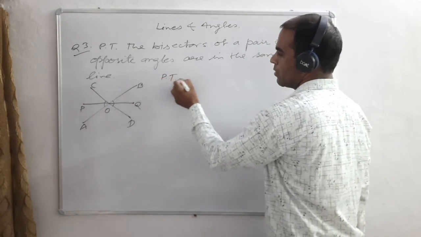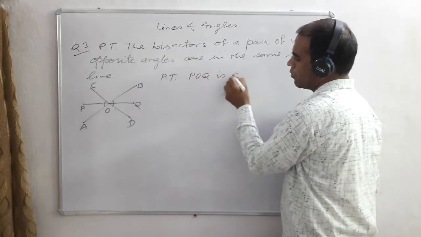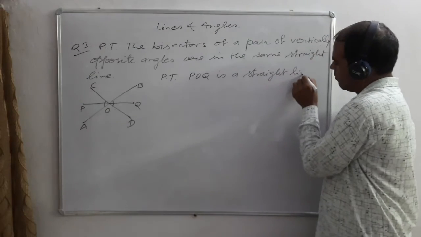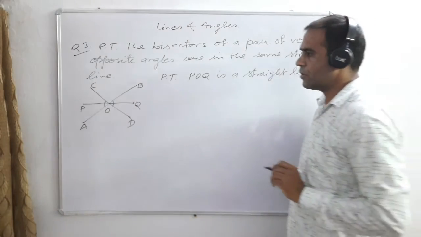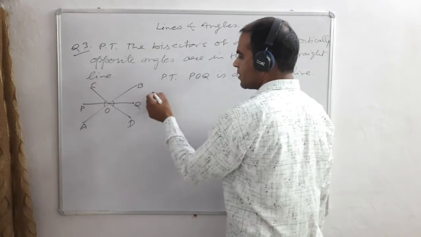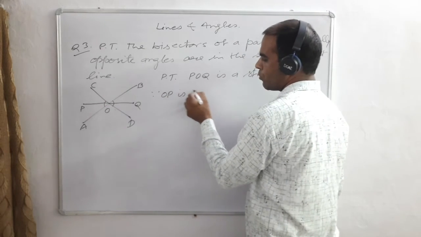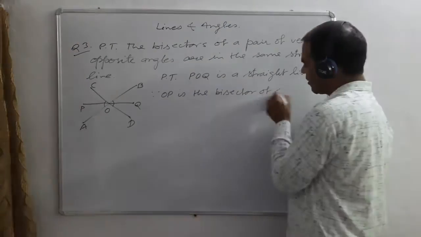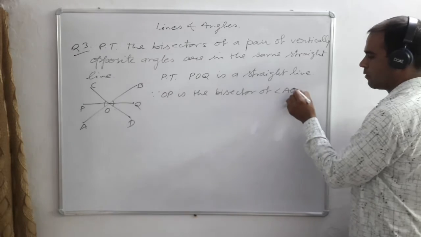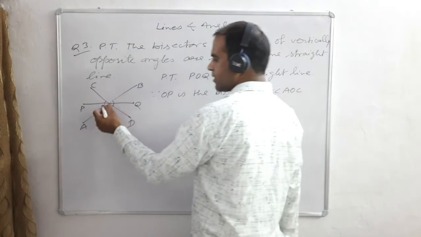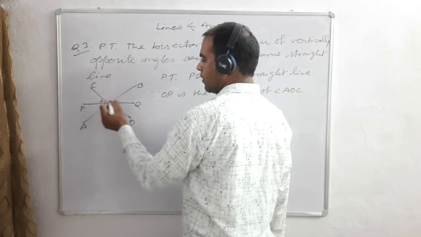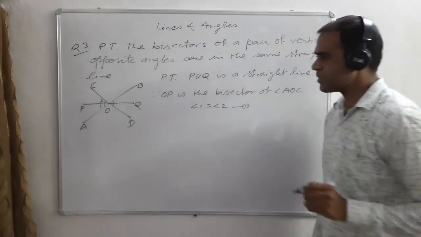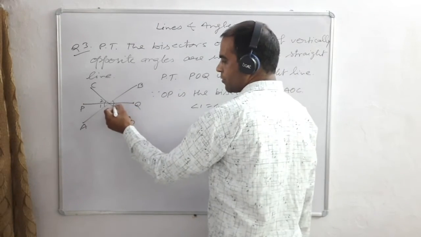We have to prove that POQ is a straight line. So we should start from this: since OP is the bisector of angle AOC, this is the bisector, so its angles are equal. Angle 1 equals angle 2. This is equation first. Similarly, take 3 and 4.